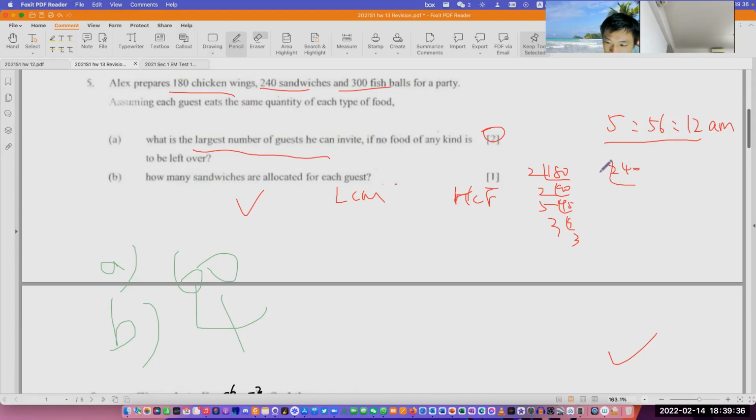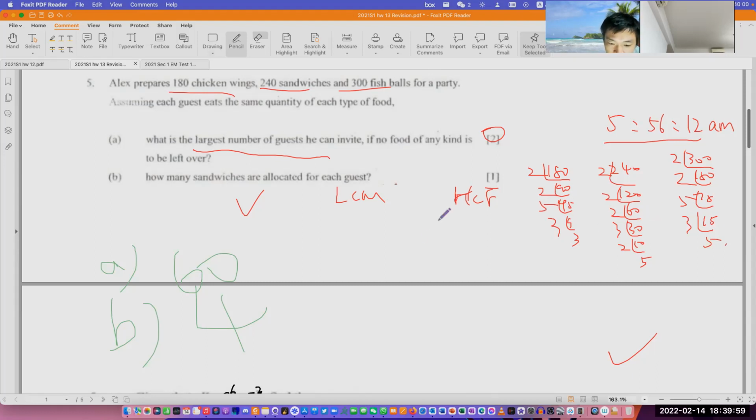Next, 240: 2, 120. Of course, you don't make mistakes here in the prime factorization. So 3, 10, 2, 5. Prime numbers, stop. Then 300: 2, 150, 2, 75, 5, 15, 3, 5. Okay, good. So I have gotten the prime factorizations already.